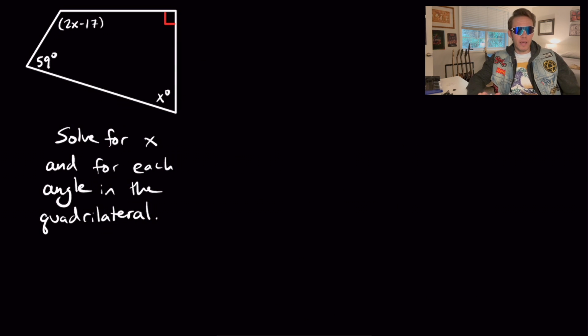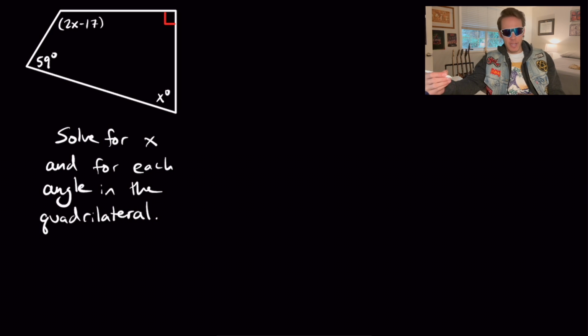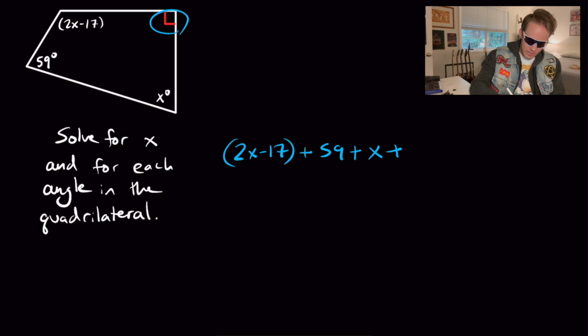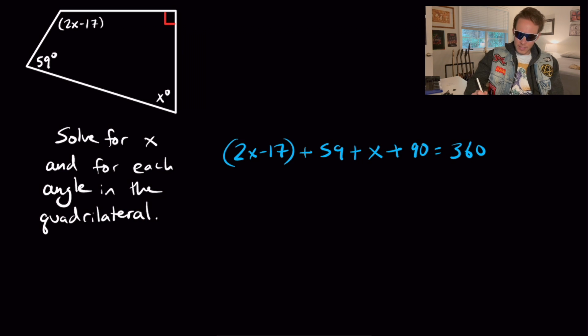All right, here we got a quadrilateral. It doesn't look like a square, it doesn't look like a rectangle, it doesn't look like a parallelogram, but that's okay, because for this problem, we're just solving for x and then for each angle in the quadrilateral. And we said that if you add up all the angles inside of a quadrilateral, you're going to get 360. So let me set that up. So we're going to go 2x minus 17 plus 59 plus x plus, what is that? Well, that's 90 degrees. So plus 90 is equal to 360.